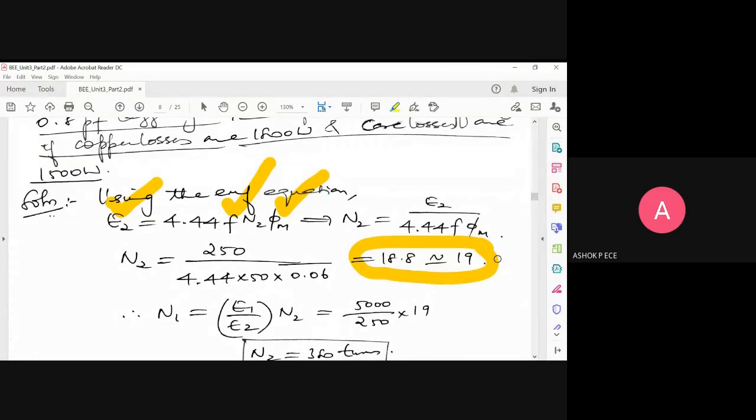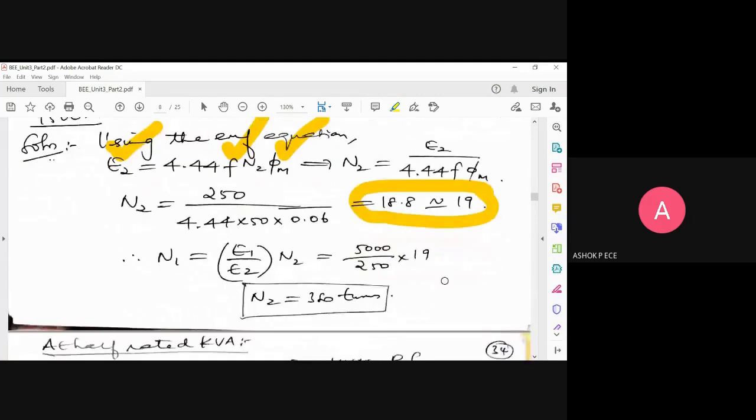Understood? In the first part, we are using the EMF equation of transformer and finding out the number of turns N2 in the secondary. So N2 is 19. From N2 I can find N1. So N1 is 380. Sorry, I had written it wrongly. It is N1. So N1 is 380. Using the turns ratio formula, I am finding out N1 and N2.